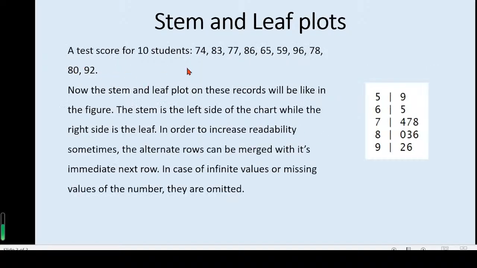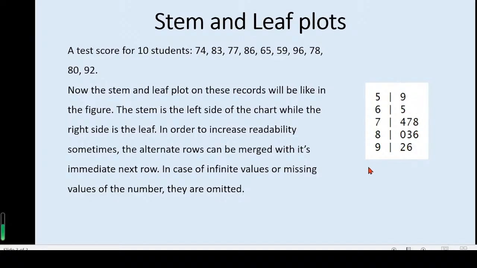So for example, this is a very simple dataset of 10 students' testing scores. We can plot a stem and leaf plot for this data. On the left side are the stems, and the right side is the leaves. For example, 5 | 9 represents 59, and 6 | 5 represents 65. And for this stem, the values are 74, 77, 78, and so on. You can see the shape of the right side is almost like a histogram.